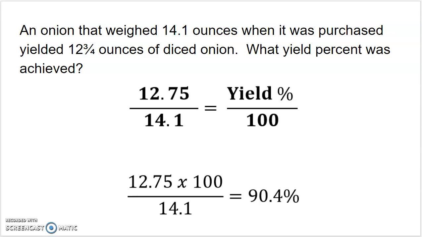So we made our 12 3/4, which is the EP, into 12.75. Put it in the EP spot. Put the 14.1 down in the AP. Did our calculations. Got 90.4%.